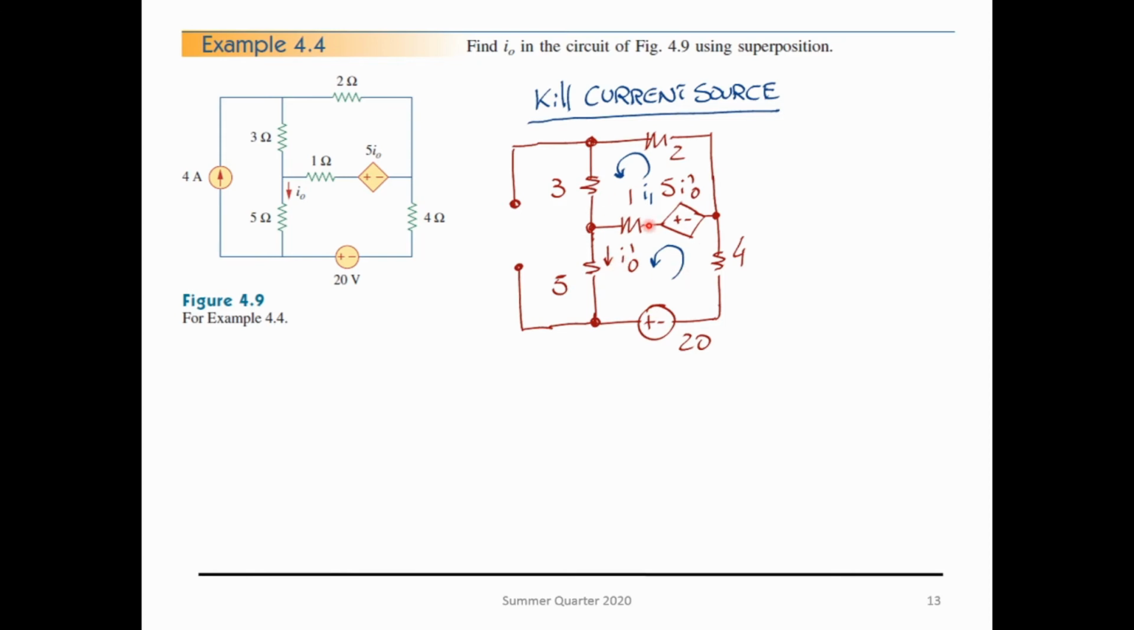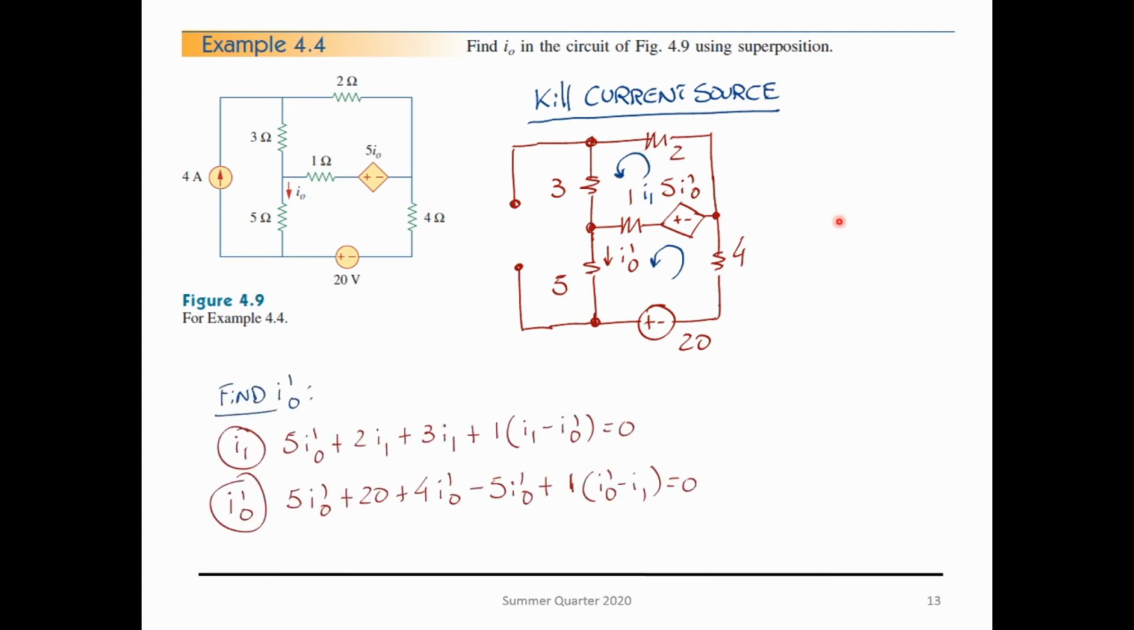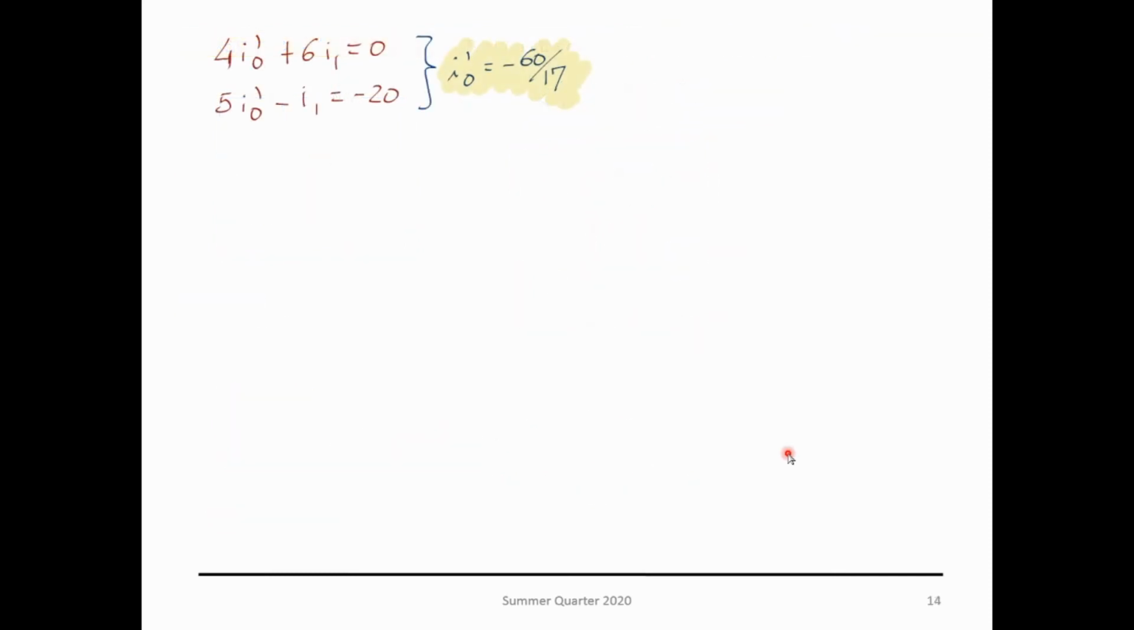Again, I'm not using mesh analysis, I'm just identifying KVL here, and I write the equations. I have one equation here, another one over there, and notice that I have only two unknowns, I1 and I0 prime. I'm calling it I0 prime because I'm eliminating the current source. If I solve it, I get minus 60 over 17 amps. I'm missing the units here.